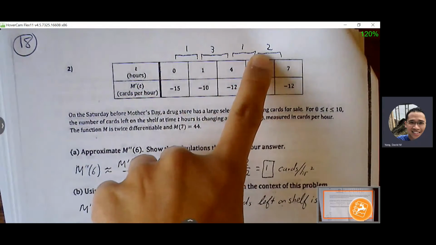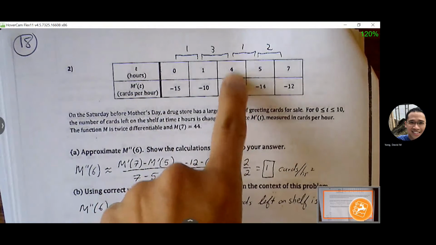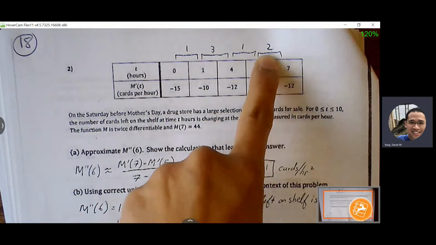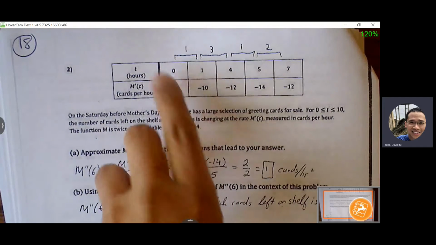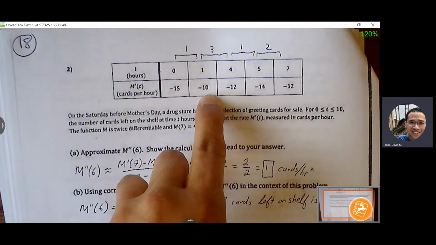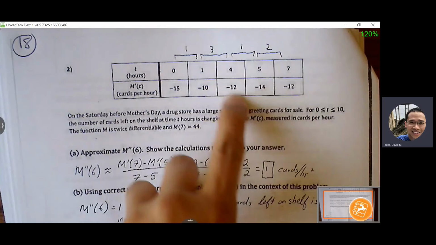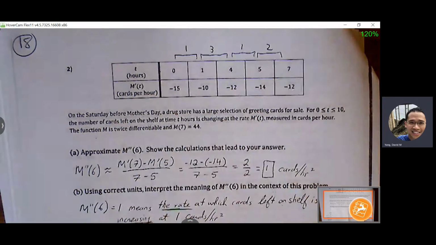So there are my widths there. 1 minus 0, 4 minus 1, 5 minus 4, 7 minus 5, and then take each of the widths and attach it to the appropriate height. We're doing right Riemann sum, so 1 times -10, 3 times -12, 1 times -14, and 2 times -12.